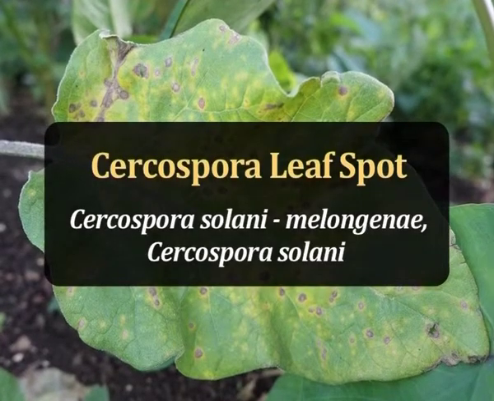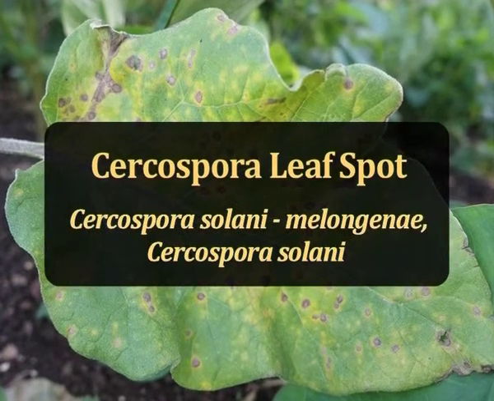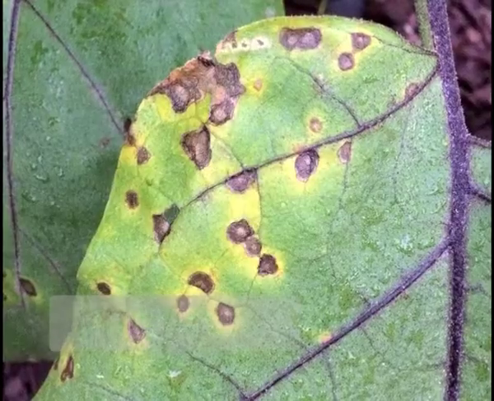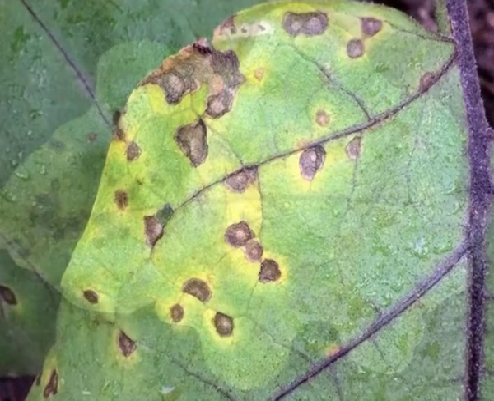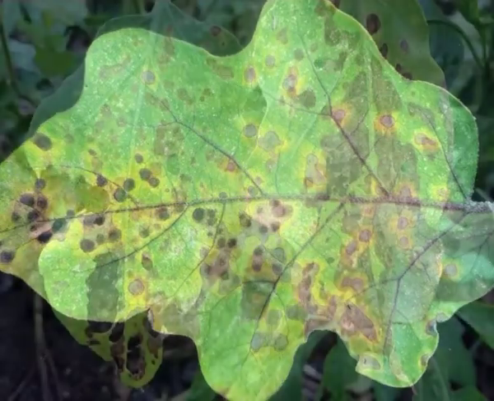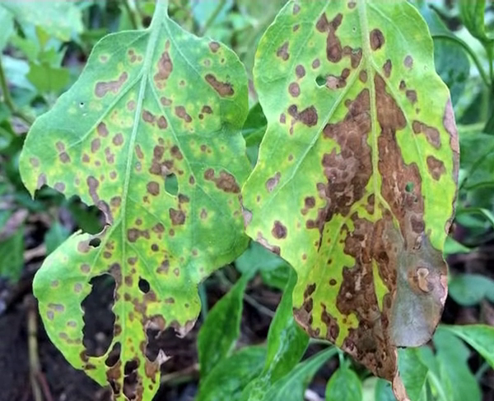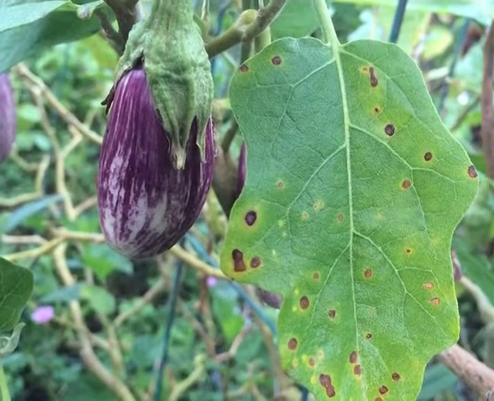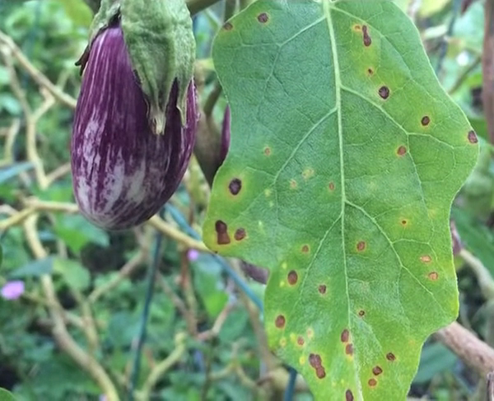Next disease is the Cercospora leaf spot. It is caused by Cercospora solani and Cercospora melongenae. Symptoms of the disease: the leaf spots are characterized by chlorotic lesions, angular to irregular in shape, which later turn grayish-brown with profuse sporulation at the center of the spot. Severely infected leaves drop off prematurely, resulting in reduced fruit yield.